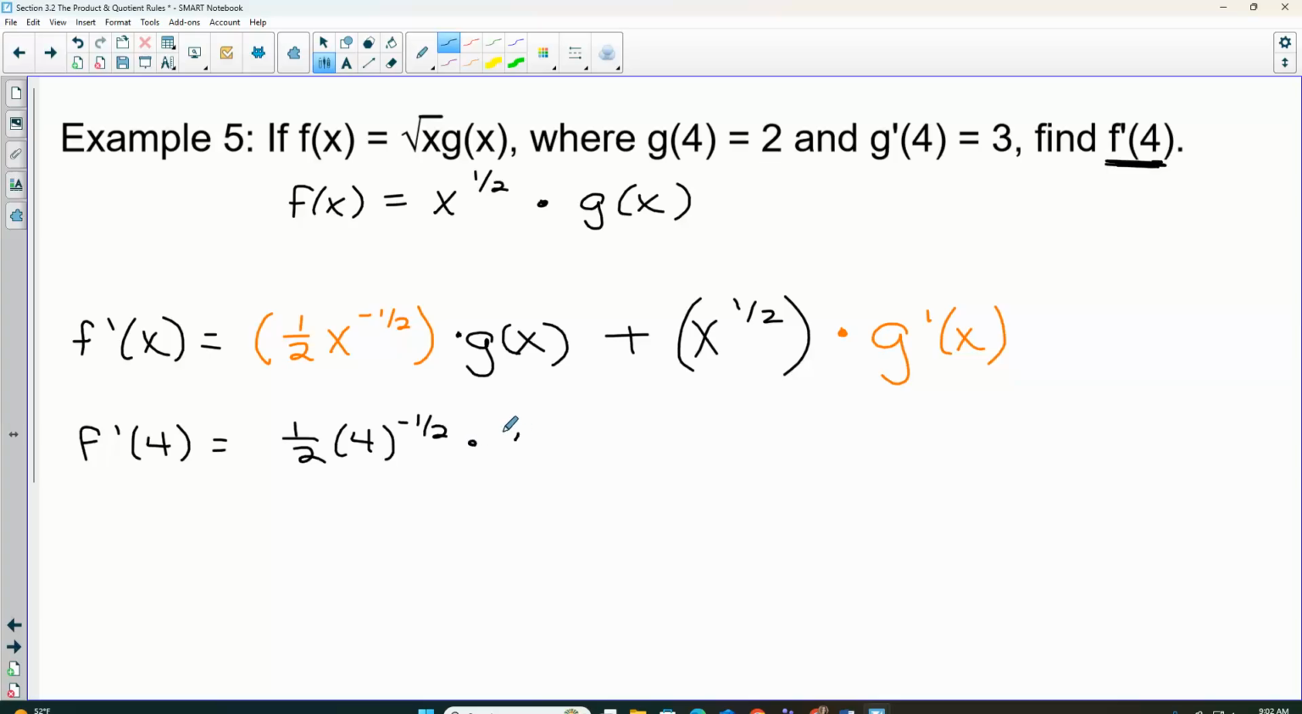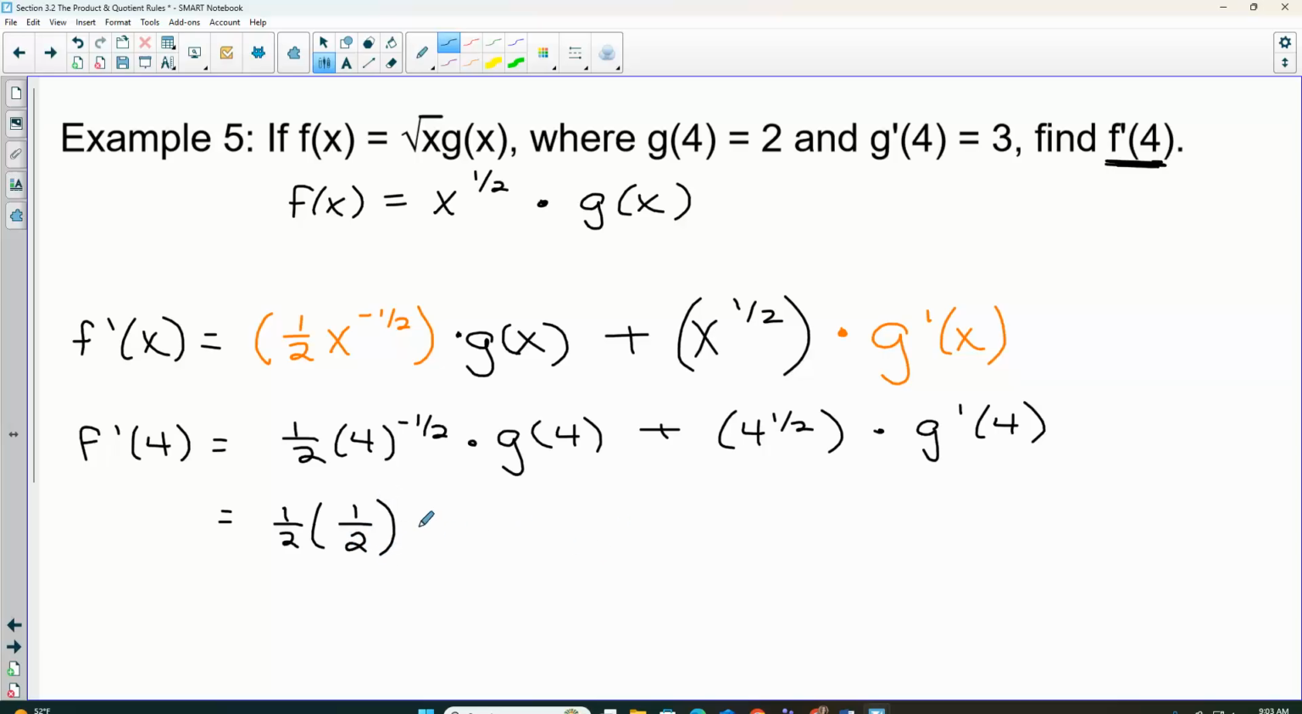So I have to plug in 4s for all my x's. Okay, 4 to the negative 1/2. So a negative, we'll put it on the bottom. 4 to the 1/2 means the square root of 4, so that is 2. So 4 to the negative 1/2 turns into 1/2. Times, what did I tell you g of 4 was equal to? 2.